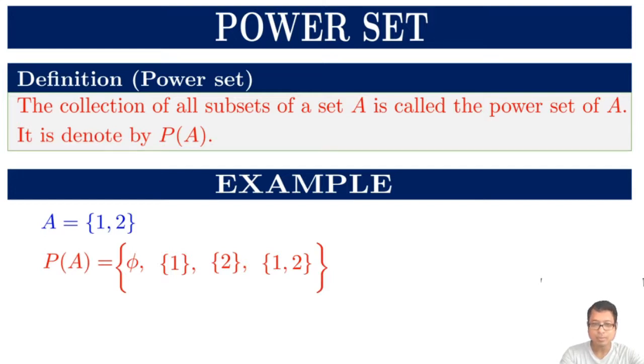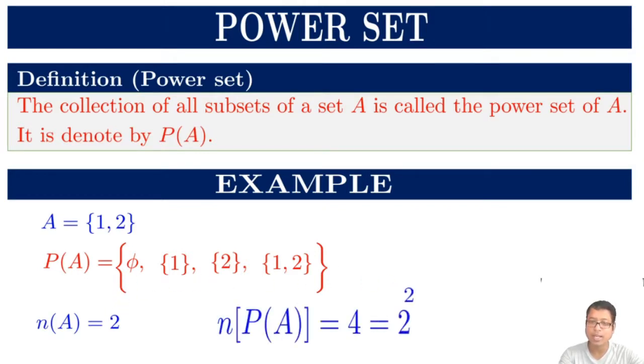Now, if I collect all of these, then this is known as the power set of A. Now, this is the observation that you have to keep in your mind. A consists of 2 elements. Then you see how many elements are present in the power set. There are 4 elements. So the power set has 4 elements, which we can write as 2 square. Keep it in your mind, okay?